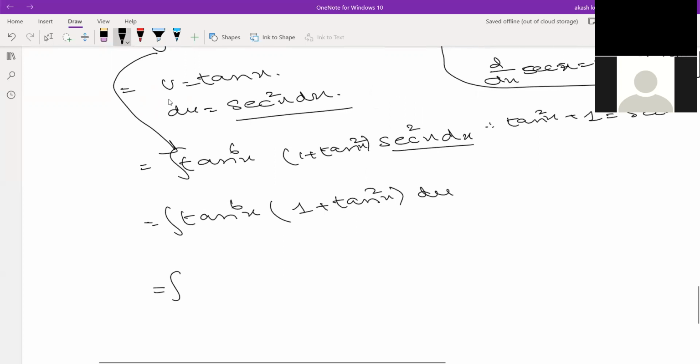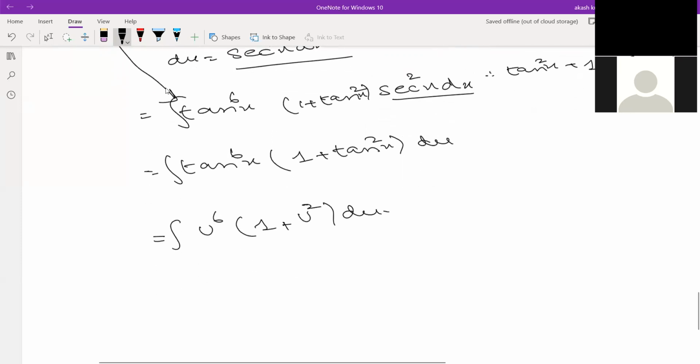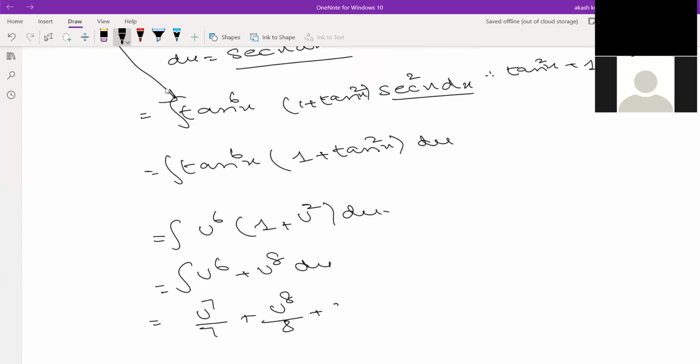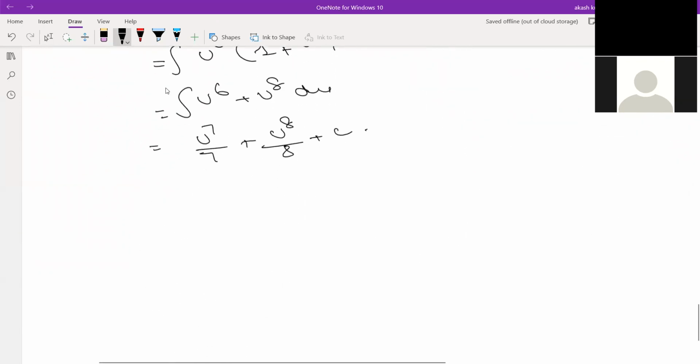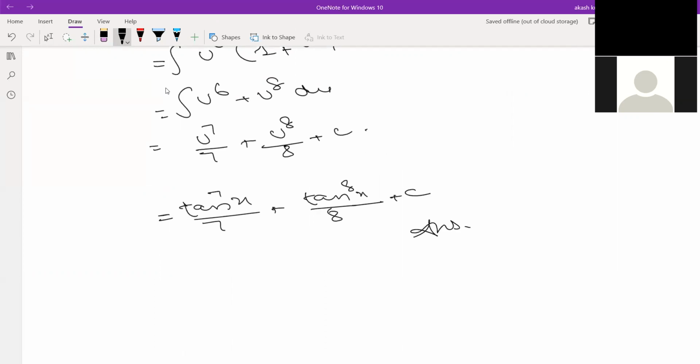So tan 6x will be u to the 6. 1 plus tan squared x will be 1 plus u raised to the power 2, du. So it will become u to the 6 plus u to the 8, du. When you apply the integration, it will become u to the 7 over 7 and u to the 8 over 8, plus c. And I have to write my answer in terms of tan x, which is equal to u. So tan 7x over 7 plus tan 8x over 8 plus c. That's the answer. Is it clear?